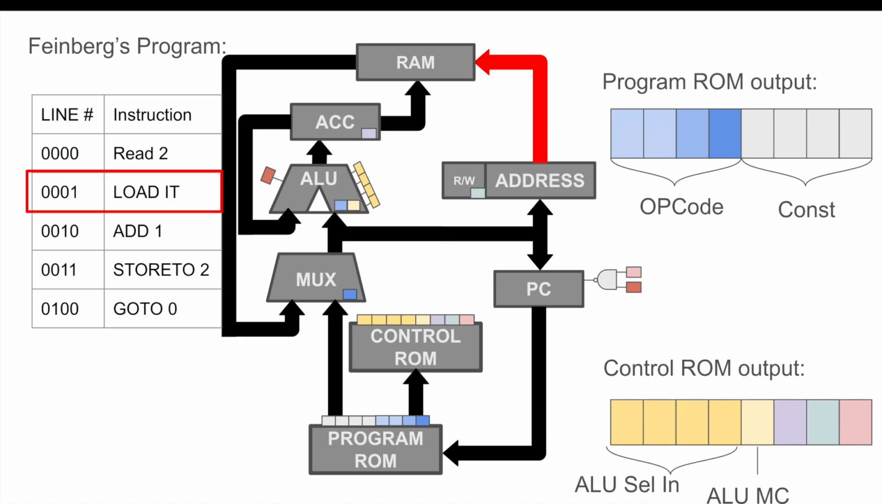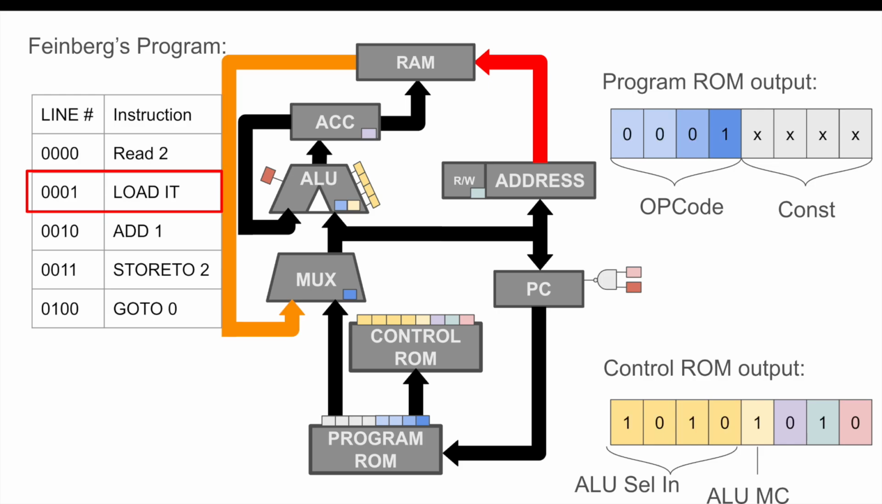On the next instruction, load it, the value 2, stored in the address register, will be shifted out to the address inputs. The value stored in RAM address 2 will flow out to the MUX, and since the opcode LSB is 1, the MUX will output this value to the ALU. Since the ALU's function is B, this value will pass right through and be stored in the accumulator.